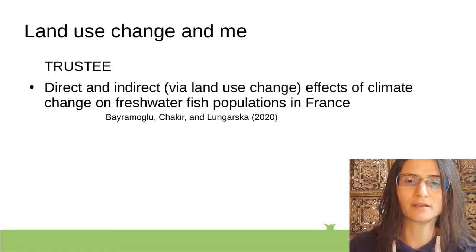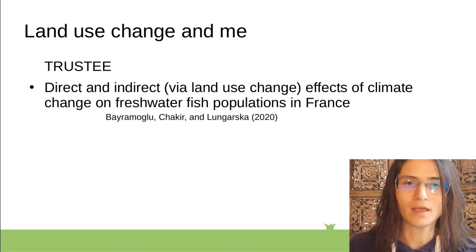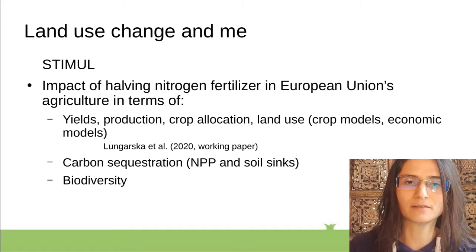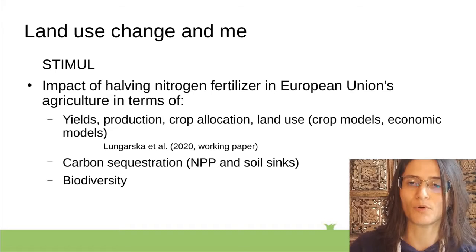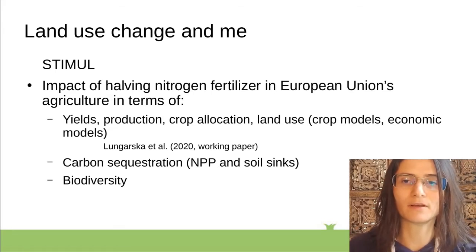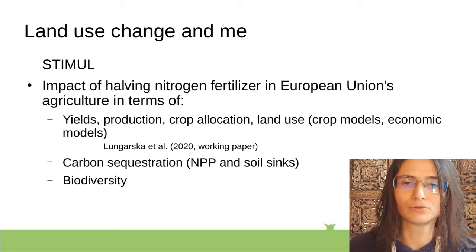During the Trusty project, I've studied the direct and indirect, through land use change, effects of climate change on freshwater fish populations in France. And the STIMUL project was focused on the impacts of a halving nitrogen fertilizer policy in the European Union's agriculture in terms of yield, production, crop allocation, land use. So in order to conduct this study, we've used some crop models, economic models, and so on.